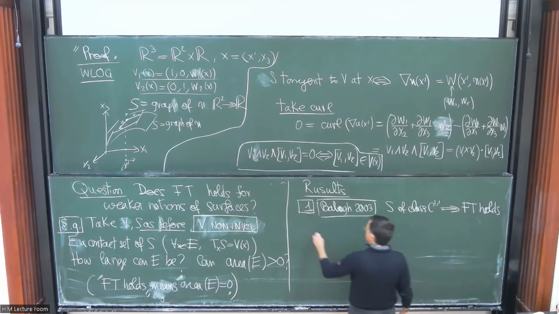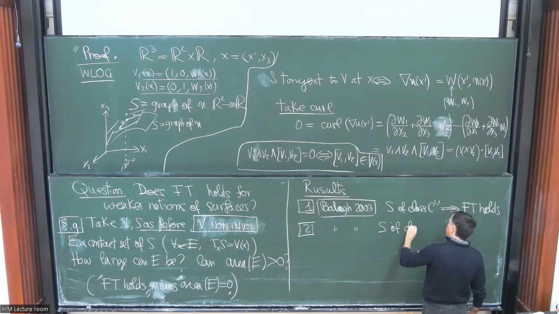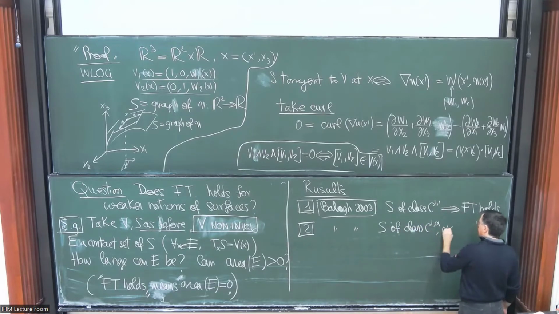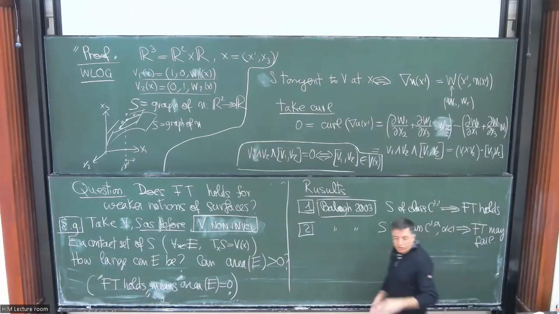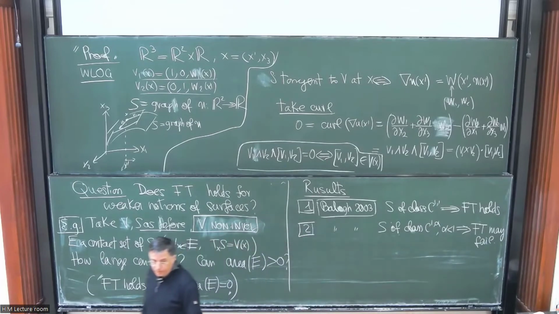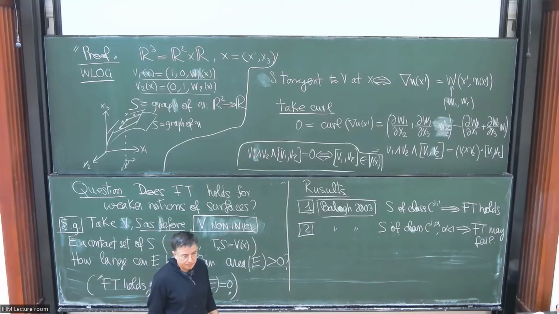But he also proved, in the same paper, that if it is of class C1,alpha with alpha less than 1, then the Frobenius theorem may fail. So he gave examples of surfaces of class C1,alpha such that the contact set has positive area. Okay.